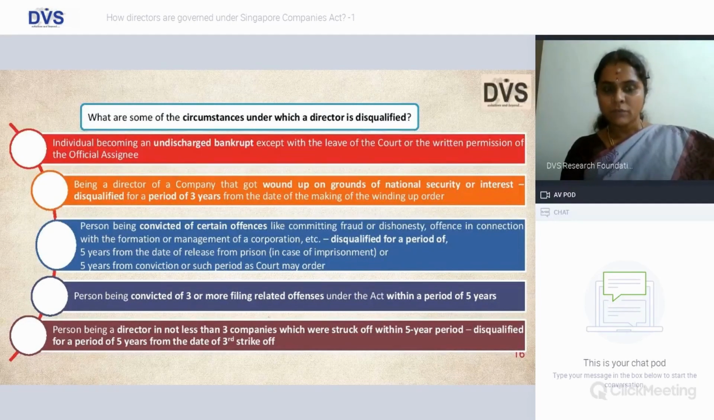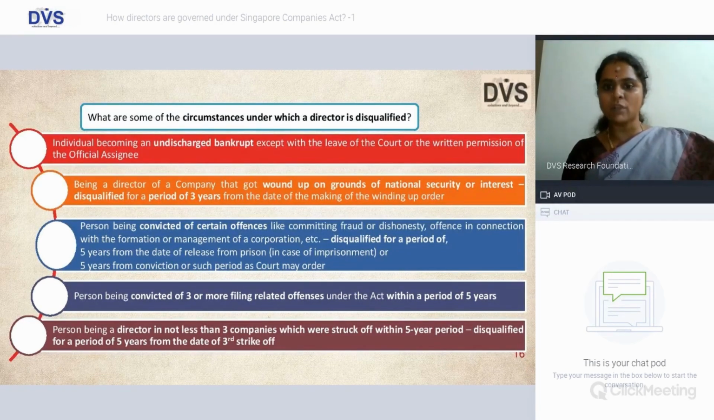And if he was a director of a company which was wound up because of national security or interest, then he is disqualified for a period of 3 years. And if he is convicted of certain offences like dishonesty, fraud, and such offence is more in relation to promotion or management of the company, then he is disqualified for a period of 5 years from the date of release from prison, or 5 years from the date of the conviction order as imposed by the court.